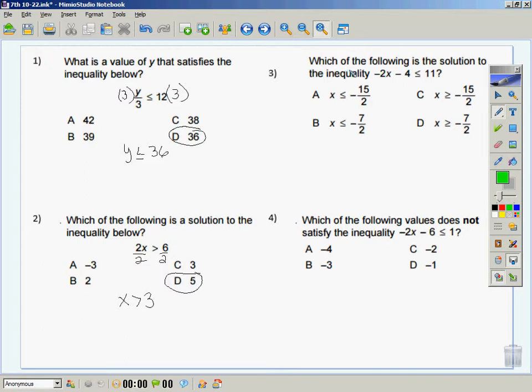Number 3, if I'd have added 4 to both sides, I'd have had a negative 2x is less than or equal to 15. If I divide both sides by a negative 2, what do I have to do to this inequality? I've got to flip it. So x is going to be greater than or equal to negative 15 over 2, which is why the correct answer here was C.